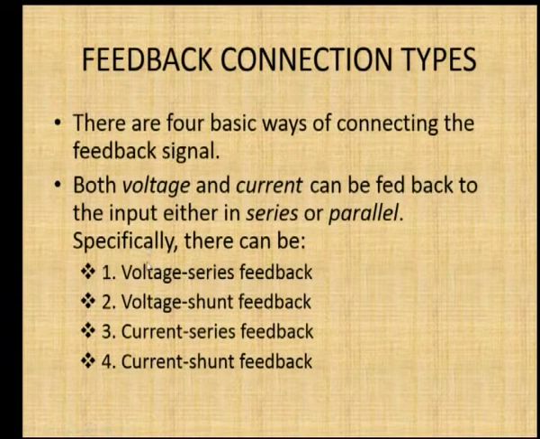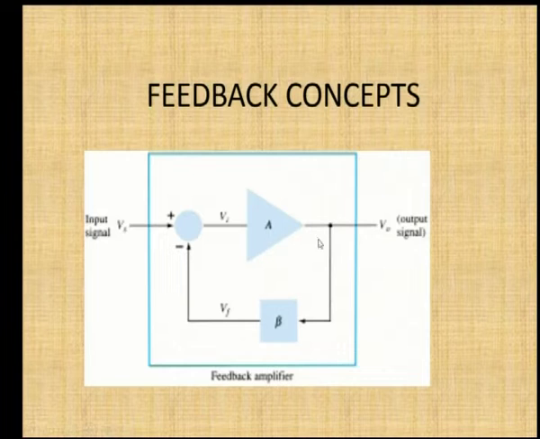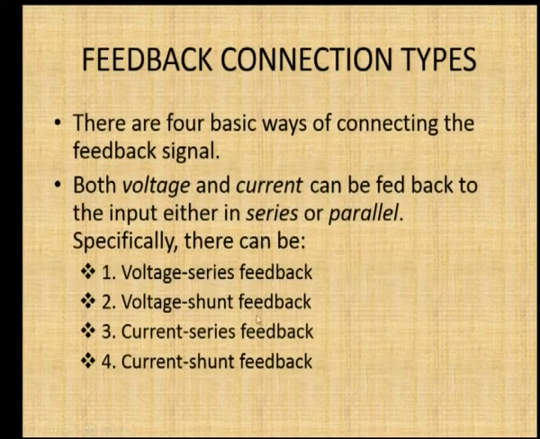So, these are the circuit improvements when you give a negative feedback to a circuit, and these are the various types of feedback. Both voltage and current can be fed back to the input either in series or parallel. As I said in the basic diagram, you can take voltage at the output or current at the output, and you can give the feedback signal in parallel or series to the input signal. According to this concept, the feedback varies. So, it is voltage series feedback, voltage shunt feedback, current series feedback and current shunt feedback.